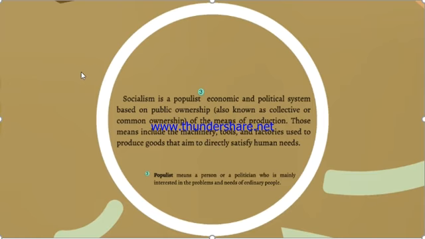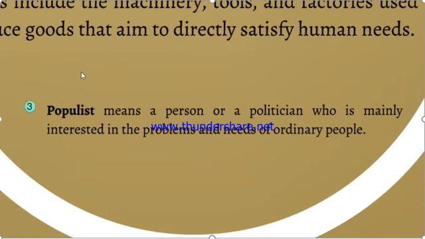Socialism, on the other hand, is a populist economic and political system based on public ownership, also known as collective or common ownership of the means of production. Those means include the machinery, tools, and factories used to produce goods that aim to directly satisfy human needs. Populist means a person or a politician who is mainly interested in the problems and needs of ordinary people.